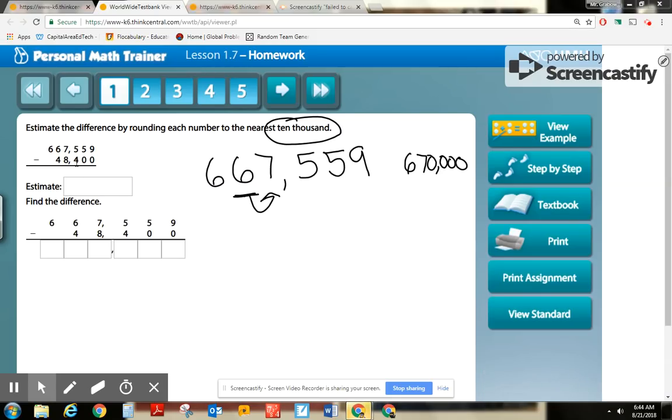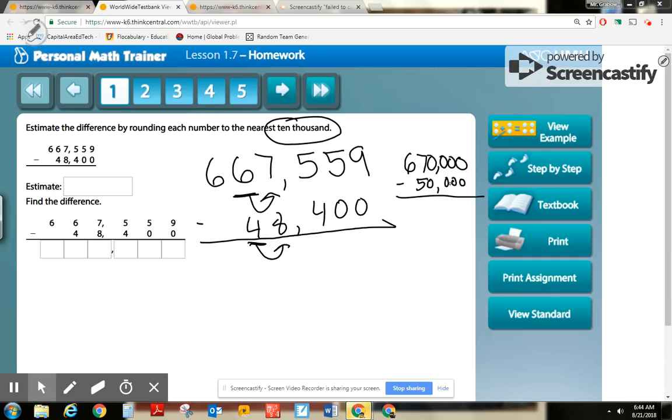Here's our other number, 48,400. We look at the 10,000s place: ones, tens, hundreds, thousands, 10,000s. Look to the right, 5 or more, I raise the score. So 40,000 becomes 50,000. I have to make sure I line up my place value here.